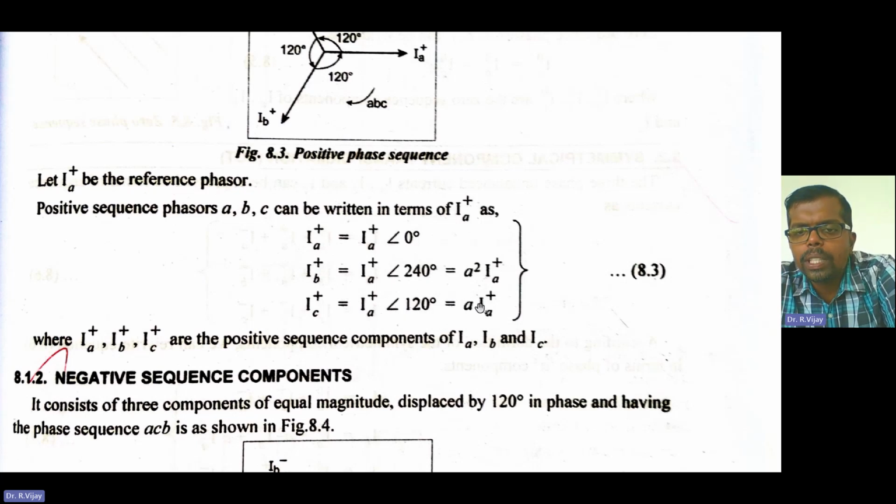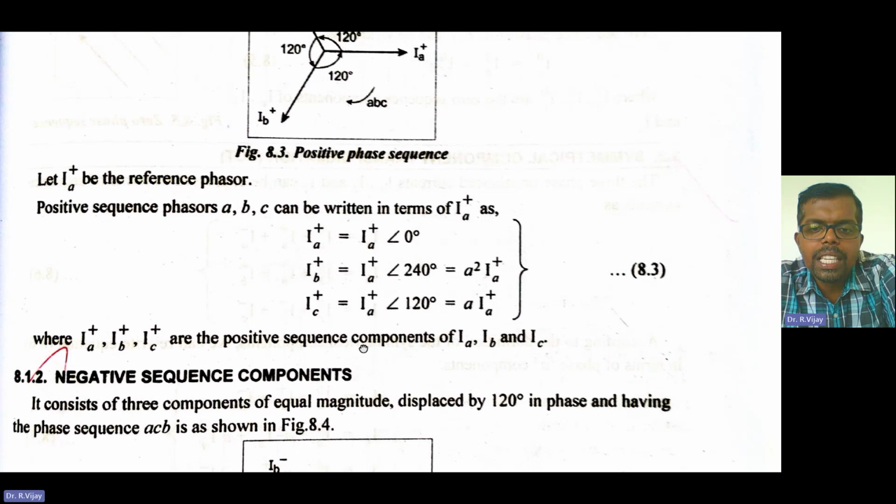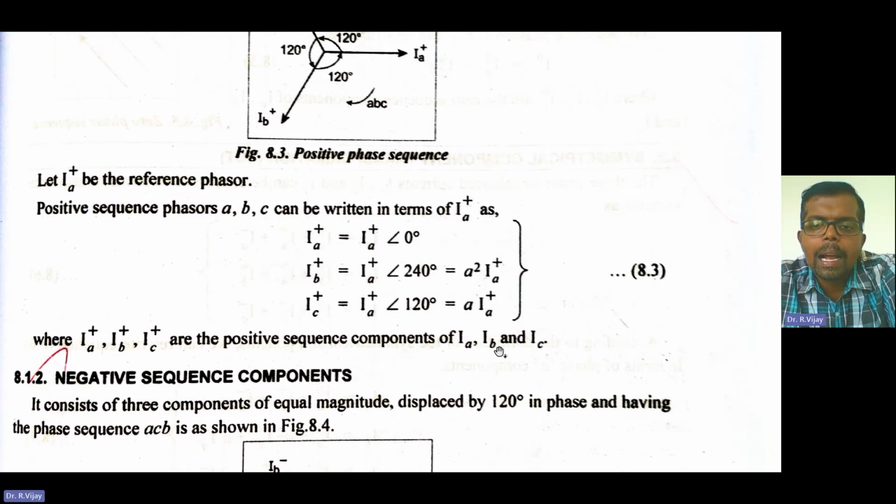That is equal to A into IA plus, where IA plus, IB plus, and IC plus are the positive sequence components of IA, IB, and IC. These are the positive sequence currents, otherwise positive sequence components. That is components of IA and IB and IC. That is IA plus, IB plus, and IC plus.